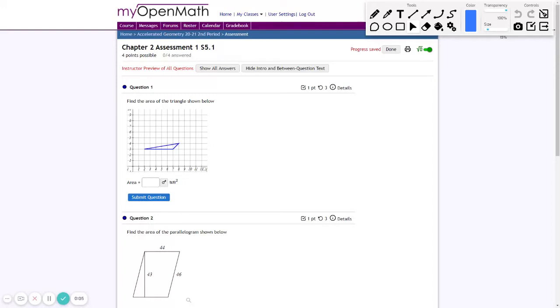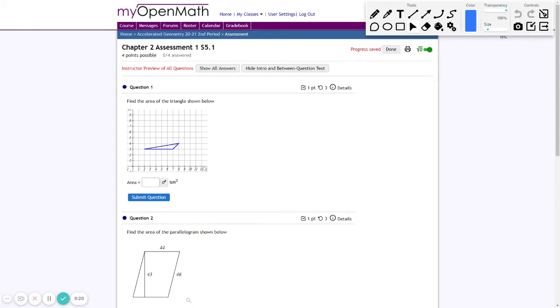This is our reteach for the second standard of Chapter 2, Assessment 1. This is Standard 5.1, all about finding the area of different shapes that we learned in Chapter 2. And so the first question here, we'll just go straight at it. It says to find the area of the triangle shown below.